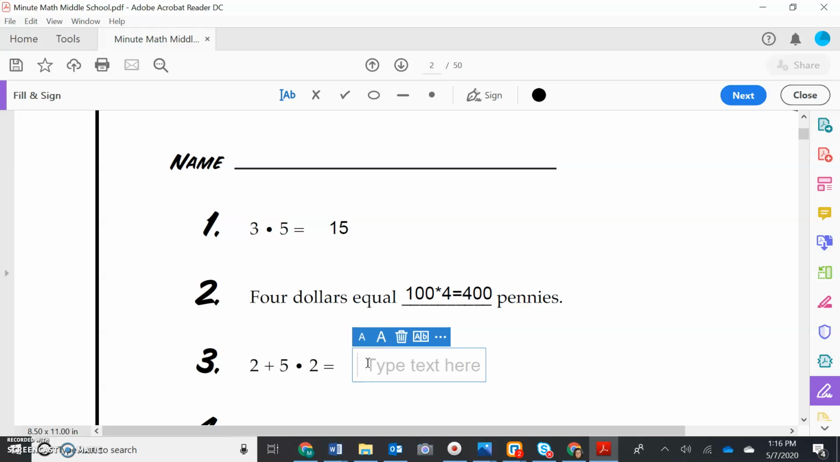Number 3. 2 plus 5 is 7. Oh, wait, I did that wrong because first we have to do 5 times 2. 5 times 2 is 10 because in PEMDAS you always do your multiplication before your addition. So 5 times 2 is 10. Let me show it to you.